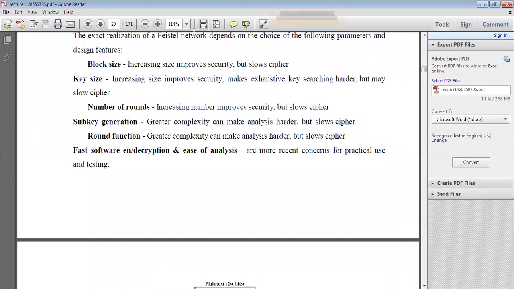So whenever the key size increases, as in comparing the DES and the AES algorithms, the AES algorithm is more powerful compared to the DES algorithm. Why? Because the key size is 256 bits in AES, but in the DES algorithm the key size is only 56 bits. Whenever the key size increases, automatically you can provide more security for the plain text.